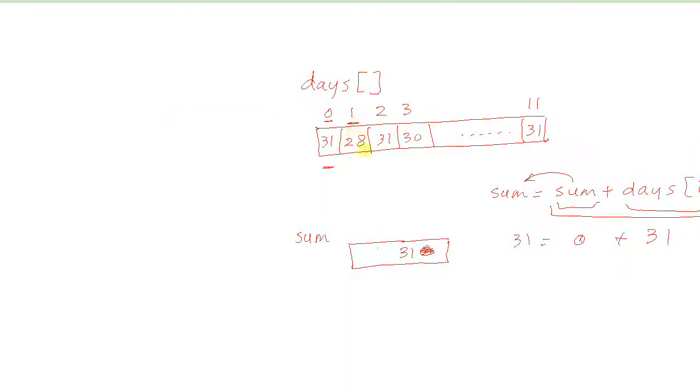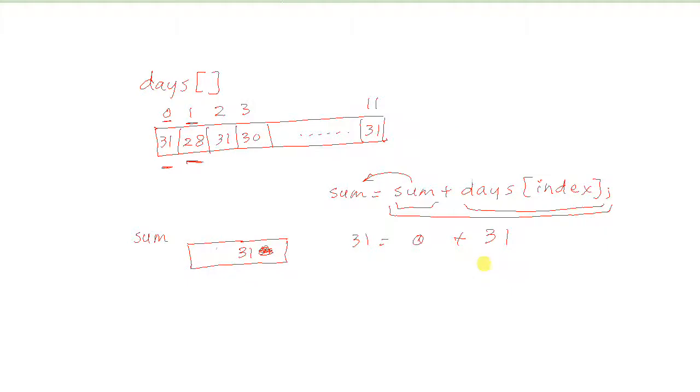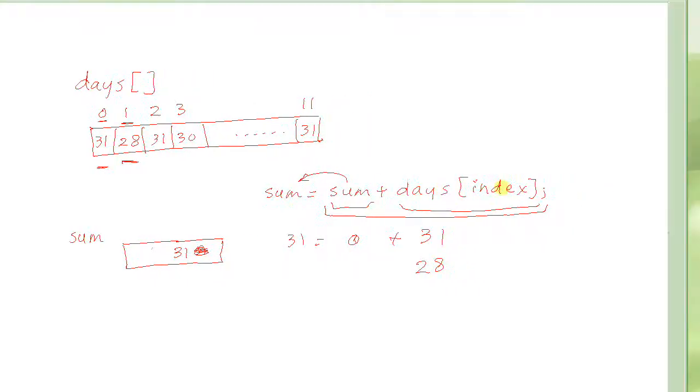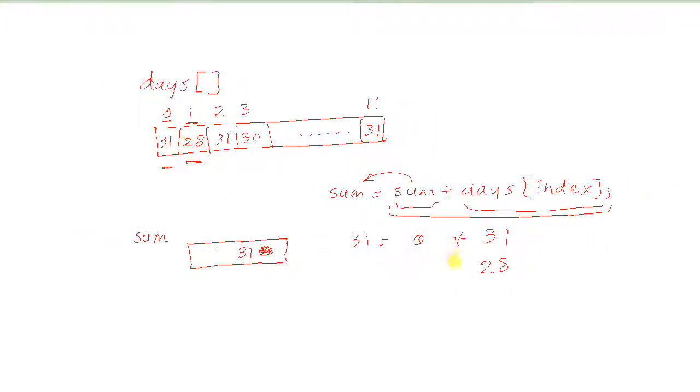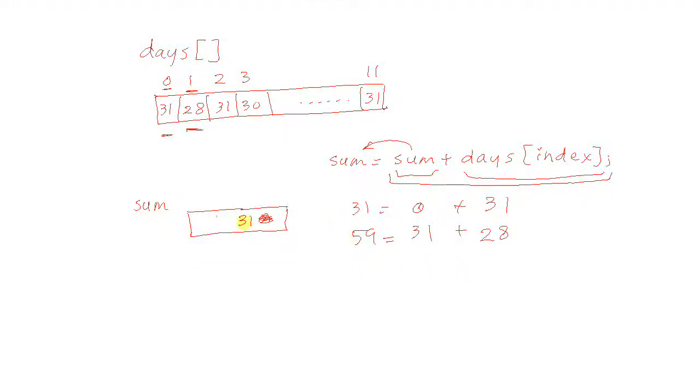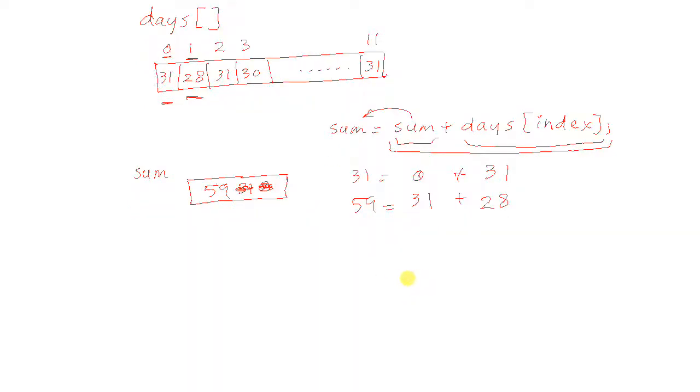So next time we will be accessing this element. The value of days of 2 is 28, and the current value of sum is 31, and we'll add them together. The result would be 59, and that gets stored back into sum. So the value of sum becomes 59 after that.